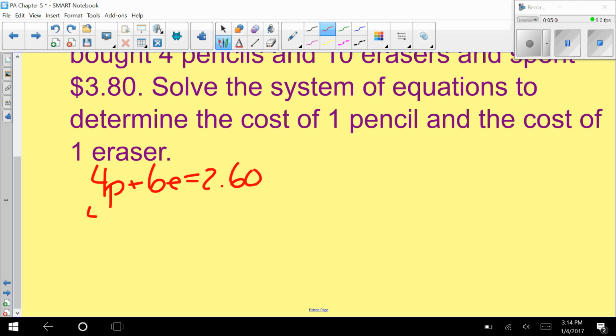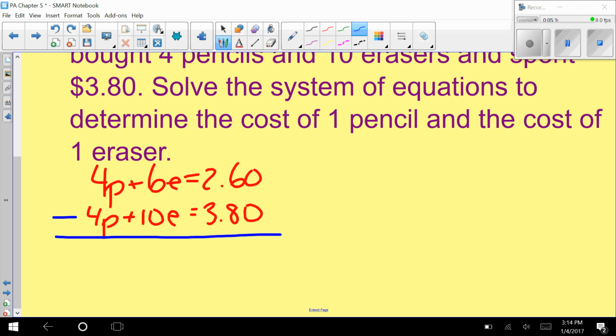Annabelle bought 4 pencils and 10 erasers, and she spent $3.80. Now, if you look at this system, you'll notice we have 4p and 4p. They're the exact same coefficient, so we are going to subtract the equations. 4p minus 4p is 0. That's been eliminated. 6e minus 10e is negative 4e. Be careful that you remember to subtract. 2.60 minus 3.80 is negative 1.20.